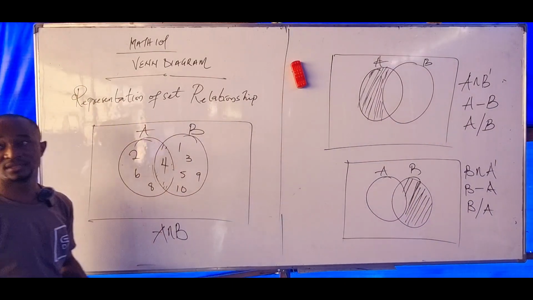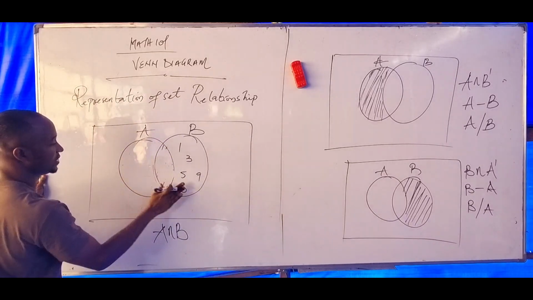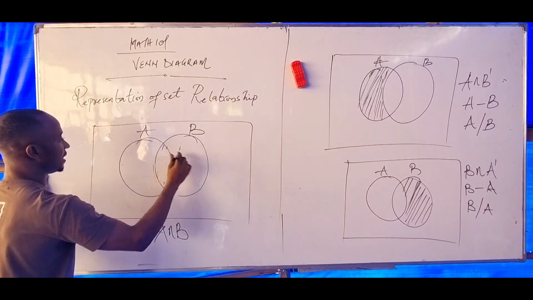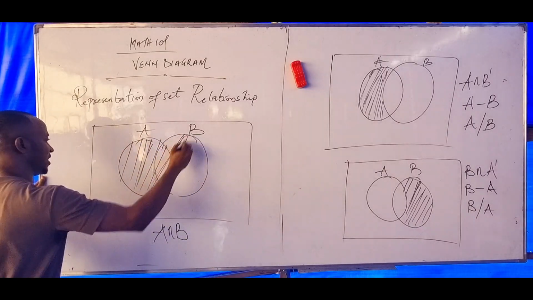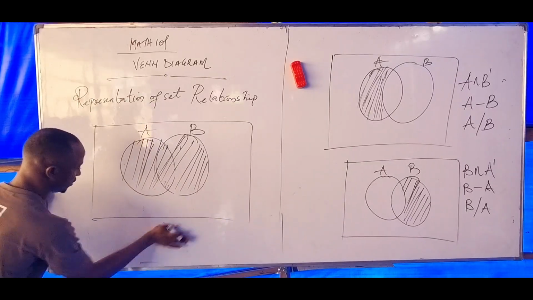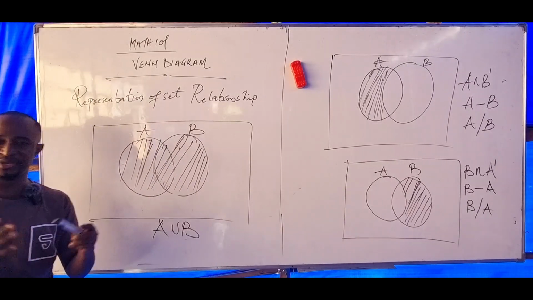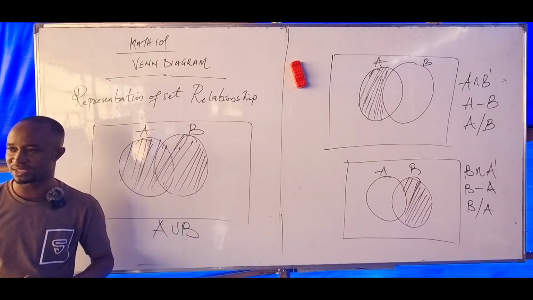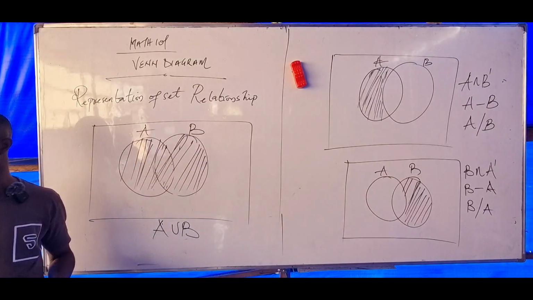Are you following? What if I have a set like this? This is just a recap. Every part of A and B is shaded here. What do we call this symbol? Union. The word union means combining both A and B without repeating an element. The combination of A and B is called union. Am I communicating here?